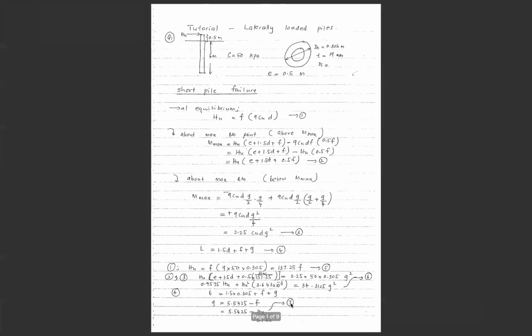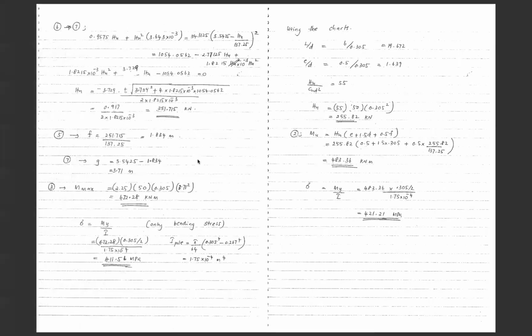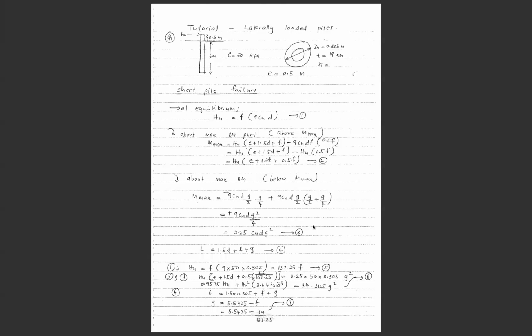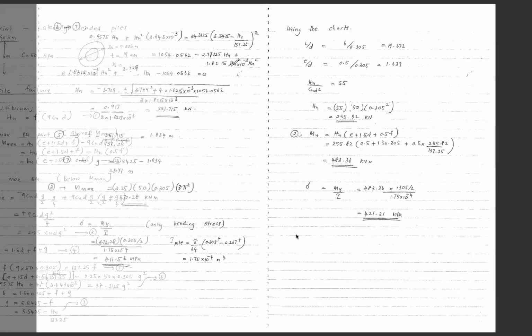We can use equation number 7, because we have already obtained the value of F in the previous step as 1.834. So we can substitute into equation number 7. We can find the value of unknown G as 3.71. And then to solve for M maximum, you can use either equation number 2 or equation number 3. That should give you exactly the same answer.